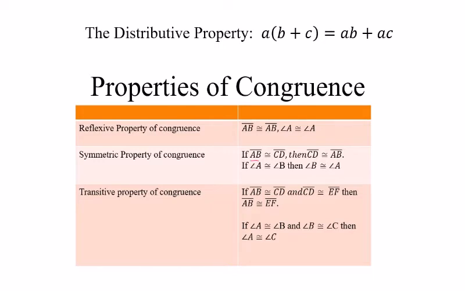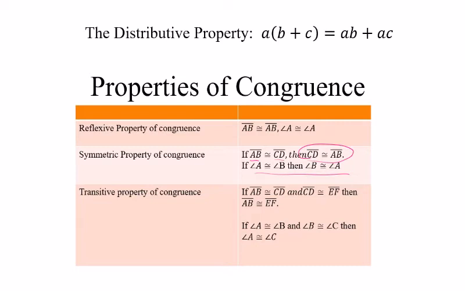Symmetric property of congruence. If segment AB is congruent to segment CD, then it works the other way around as well. Then segment CD is congruent to segment AB. Same with angles here, right? Angle A is congruent to angle B, then angle B is congruent to angle A.